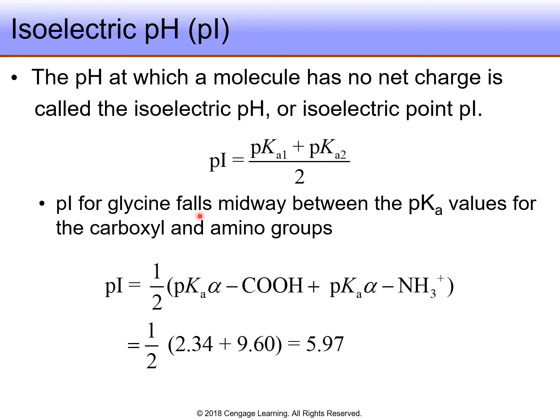Now, the pI for glycine falls midway between the pKa values of the carboxyl and amino groups, like this. You will be given these two values. You add them, divide by 2, and you will get the pI, or the isoelectric point, for glycine. You can calculate for any of the 15 amino acids with the same formula, the 9 non-polar amino acids and the 6 polar but uncharged amino acids.